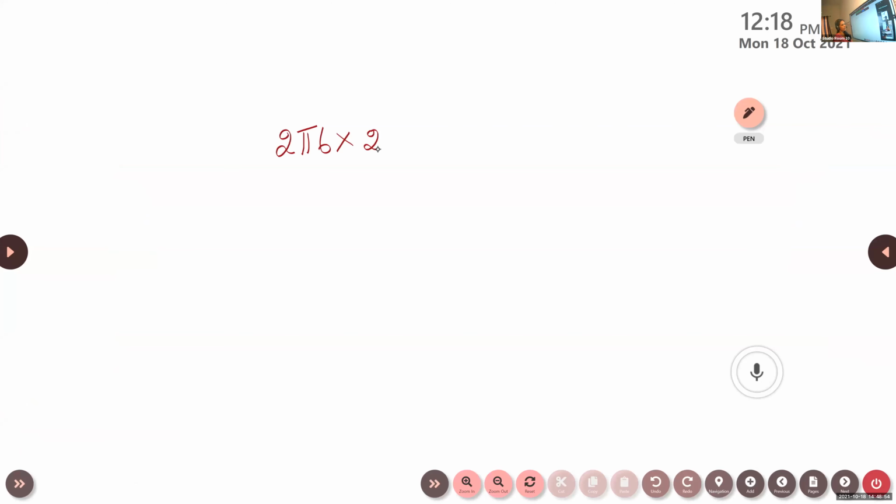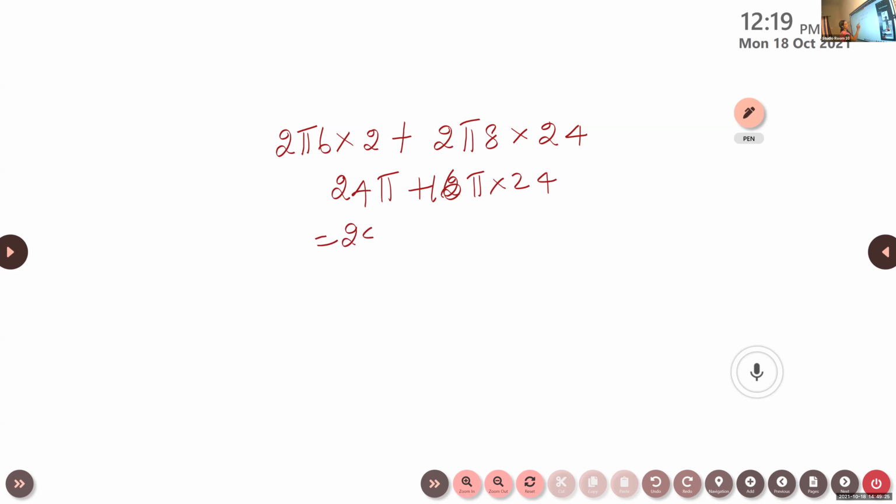2 times, because the hour hand will be making 2 revolutions, plus the other one, 2 pi into the minute hand radius, 8 centimeter, into 24. Now 2 into 6 is 12, 12 into 2 is 24 pi, plus 16 pi into 24. So we can take 24 pi as common. So we'll get 1 plus 16.